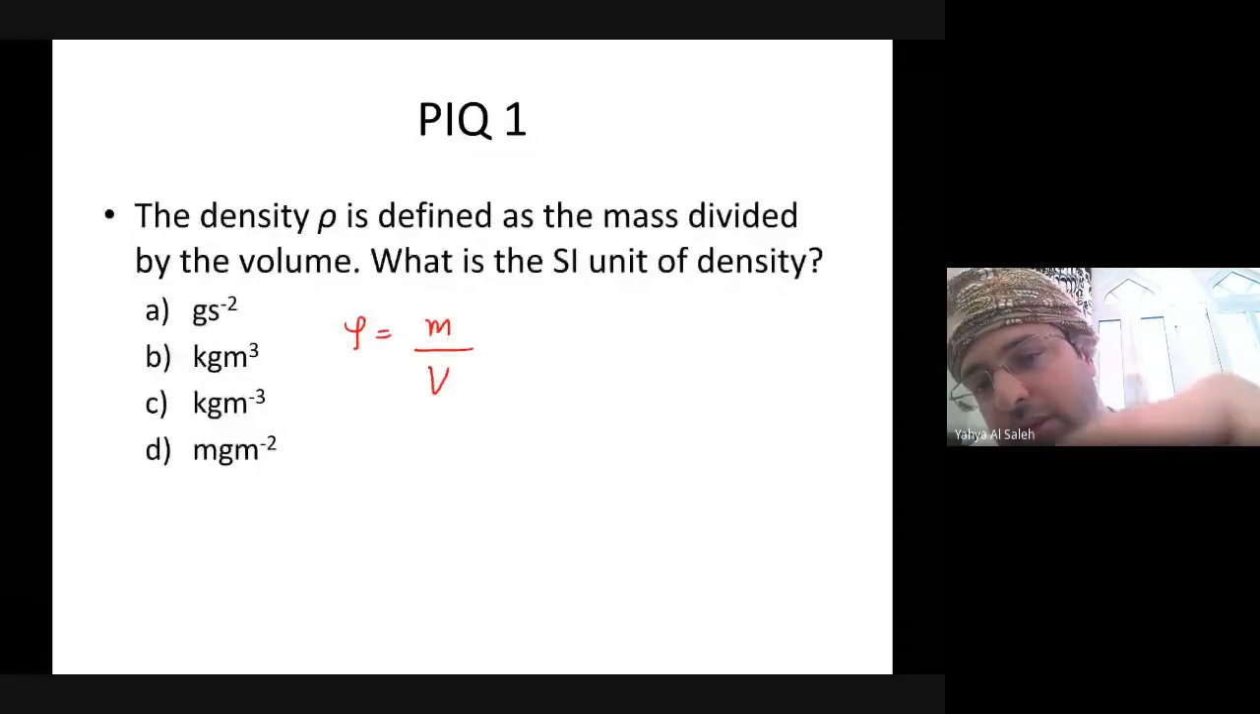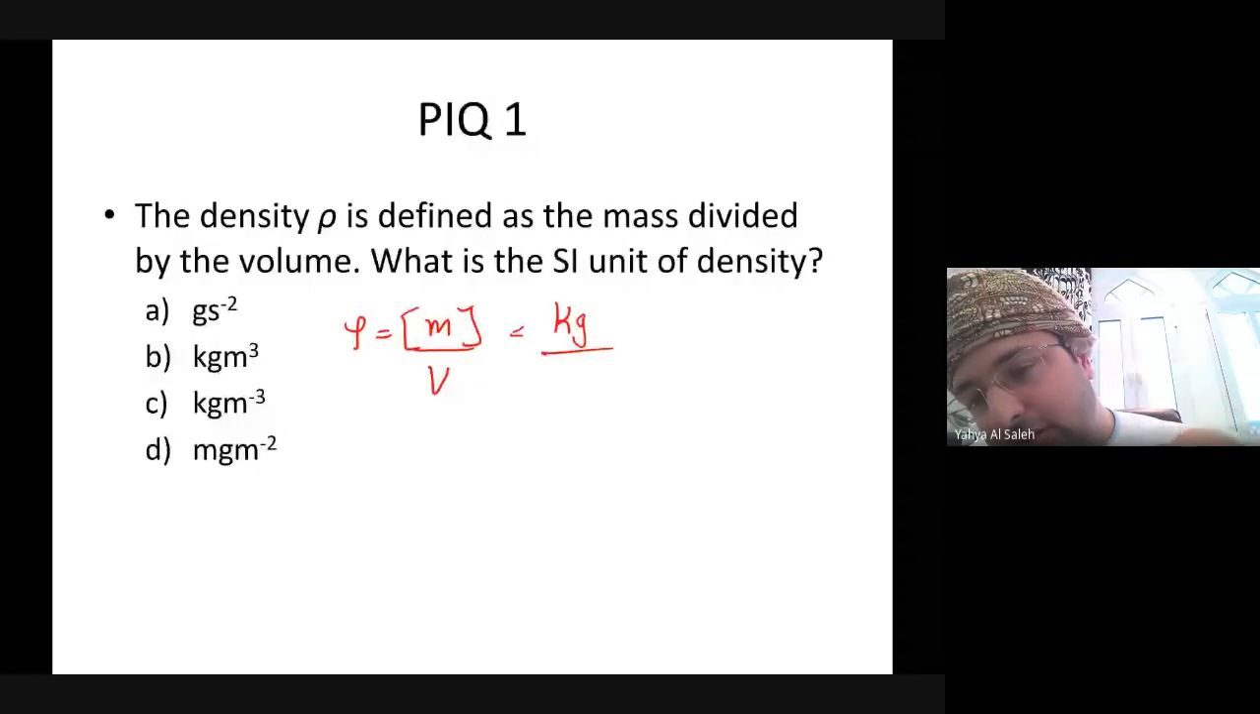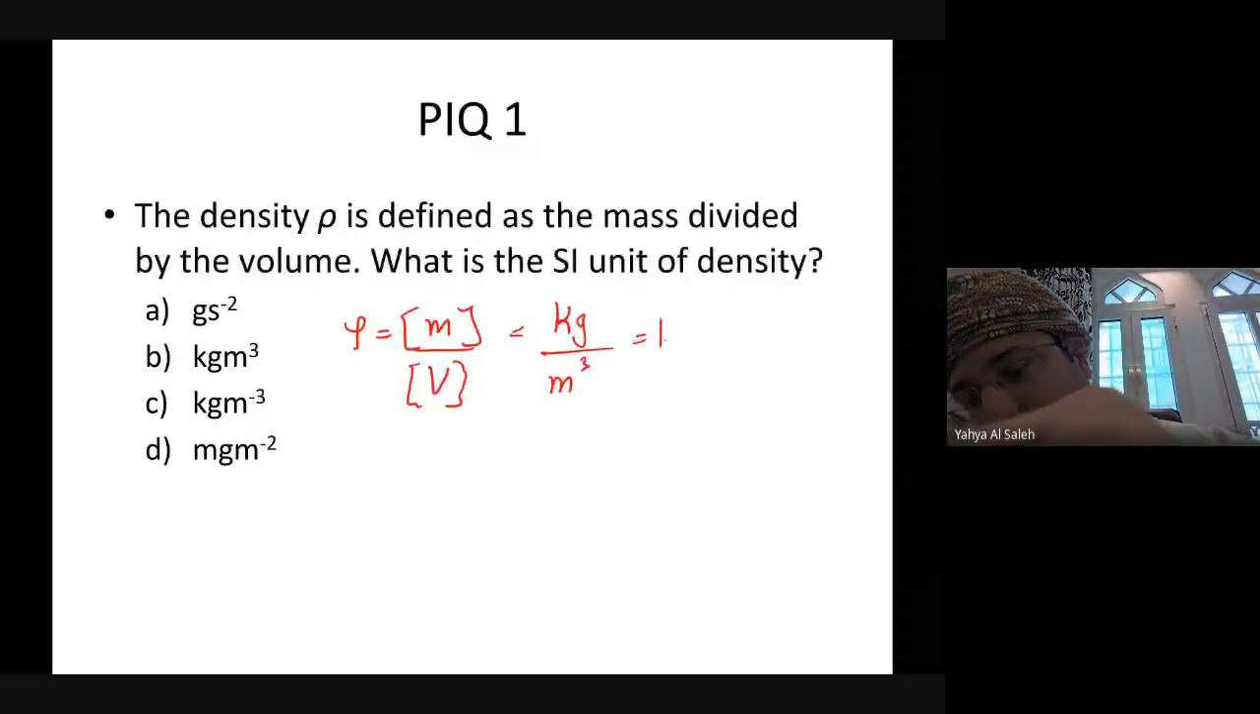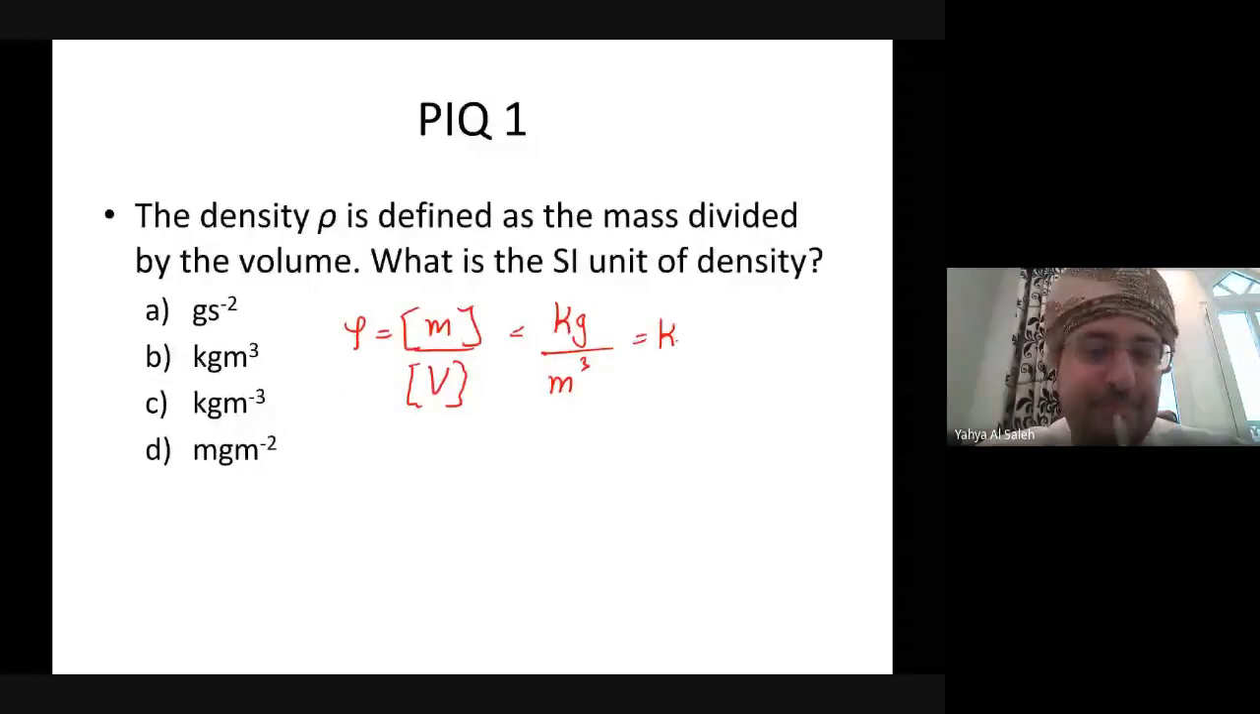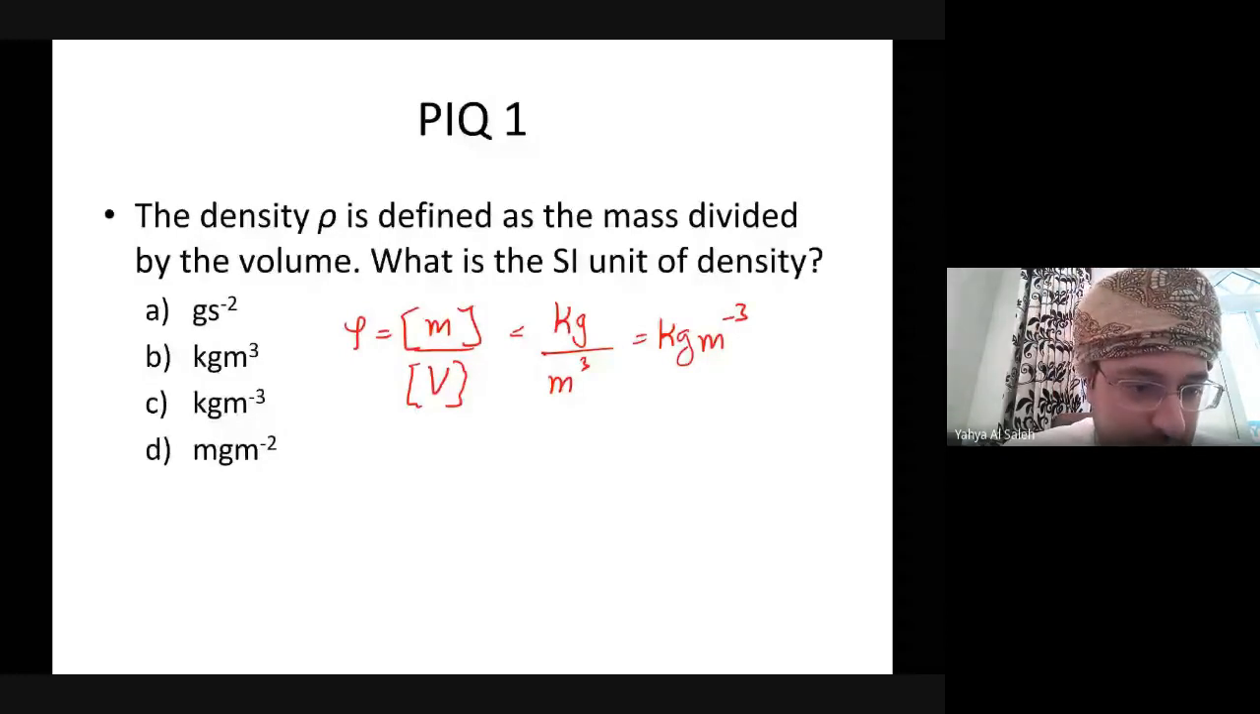Density is defined as mass divided by volume. The unit of mass is kilogram. The SI unit of volume is cubic meters. So my answer is kilograms per cubic meter. Okay.